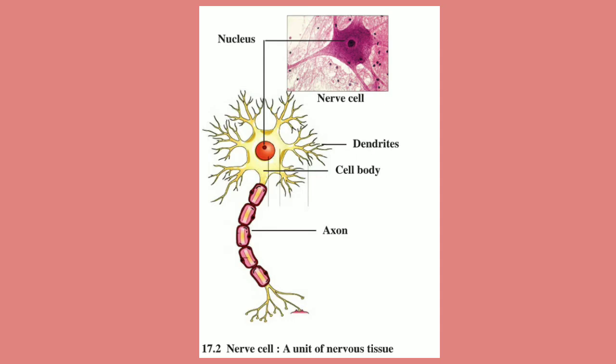So this nervous tissue is present in the brain, spinal cord, and the network of nerves spread all through the body. So, a nerve cell is the unit of nervous tissue. Understood, children? Okay.